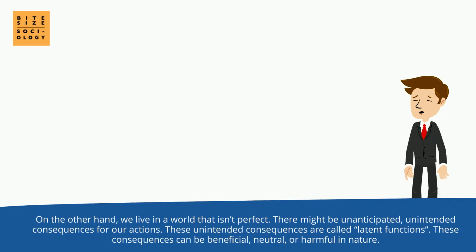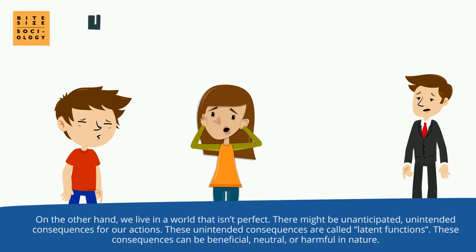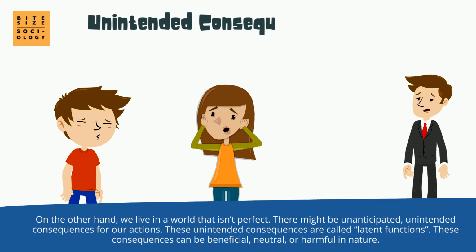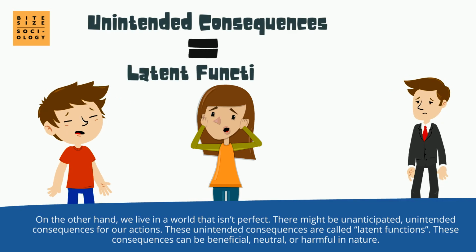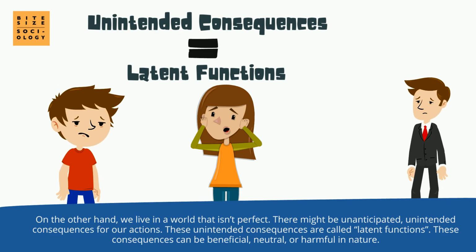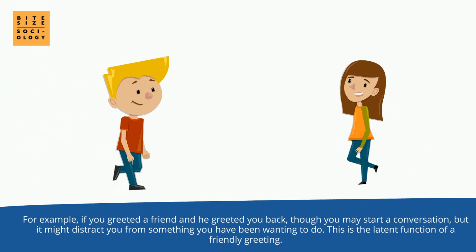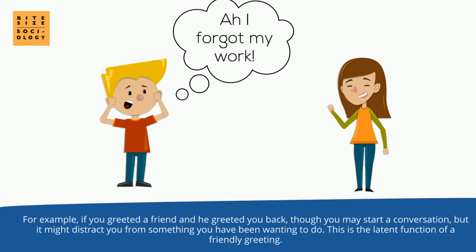On the other hand, we live in a world that isn't perfect. There might be unanticipated, unintended consequences for our actions. These unintended consequences are called latent functions. These consequences can be beneficial, neutral, or harmful in nature. For example, if you greeted a friend and he greeted you back, though you may start a conversation, it might distract you from something you have been wanting to do. This is the latent function of a friendly greeting.